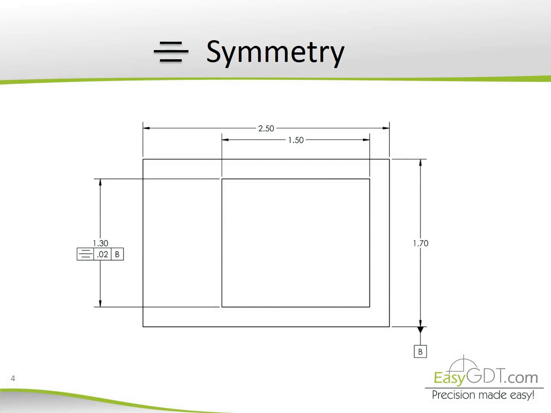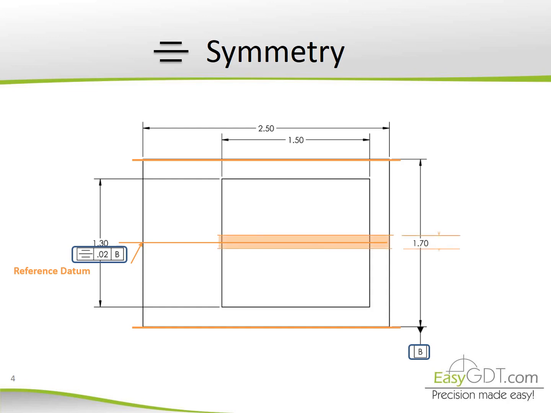We can see the symmetry tolerance indicated of 0.02 to datum B. Datum B is a center plane formed by the feature of 1.70, which is this. From that datum, two parallel planes are separated away 0.01, that is, 0.02 between them. Each midpoint derived from the internal feature of size must lie within these two planes.